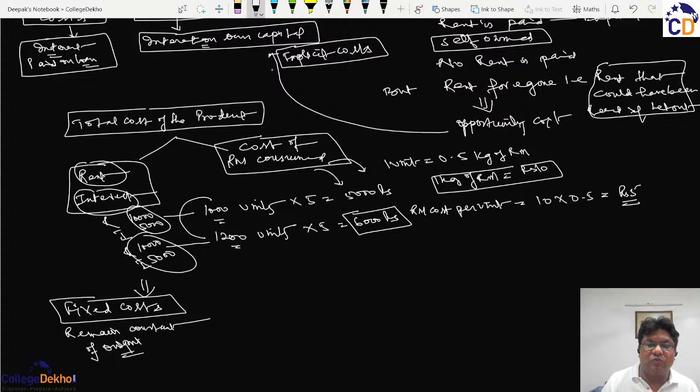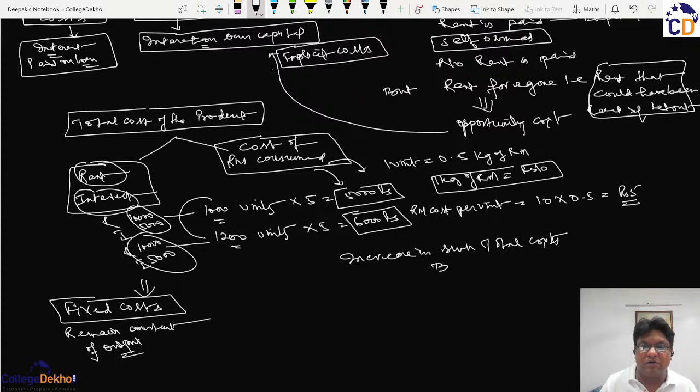So there looks to be an increase in such total costs, but their per unit cost looks constant.